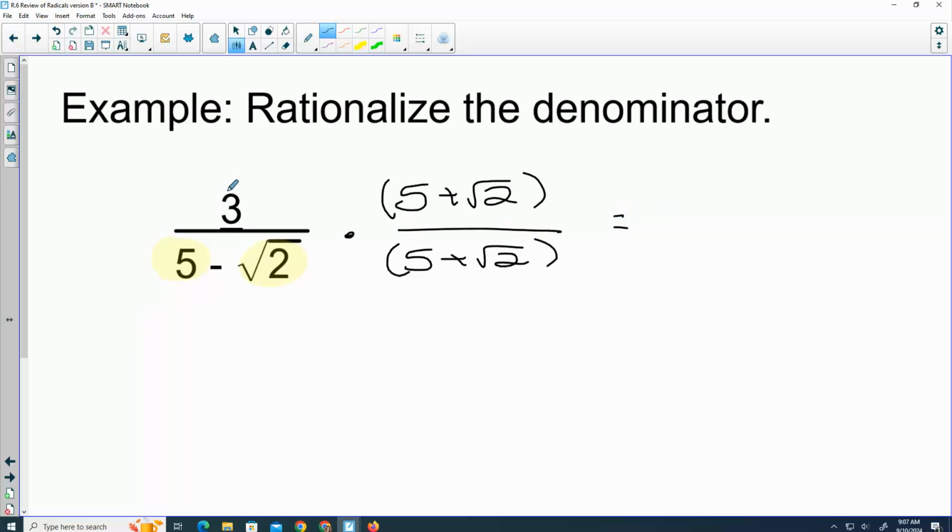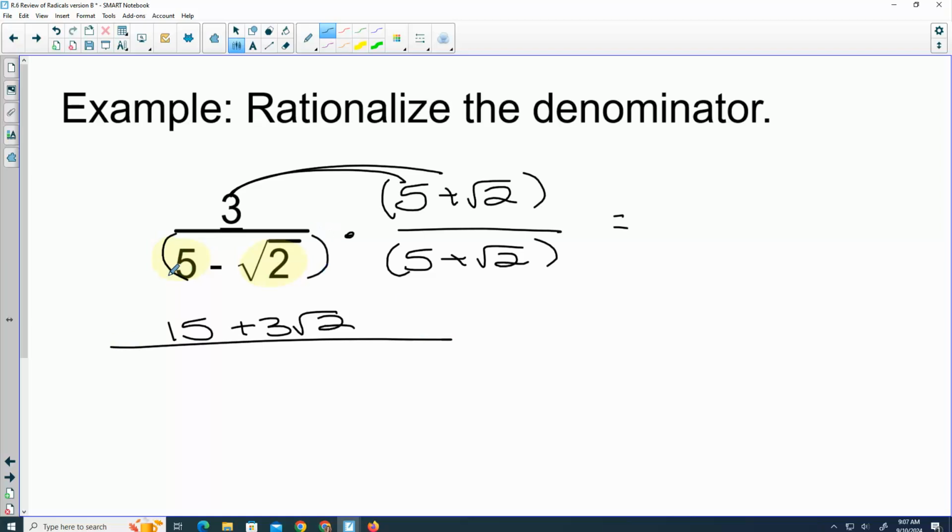So now, if we multiply, we get 15 plus 3 radical 2. Denominator, we have to FOIL, so 5 times 5 is 25. Plus 5 radical 2 minus 5 radical 2 minus the square root of 4.